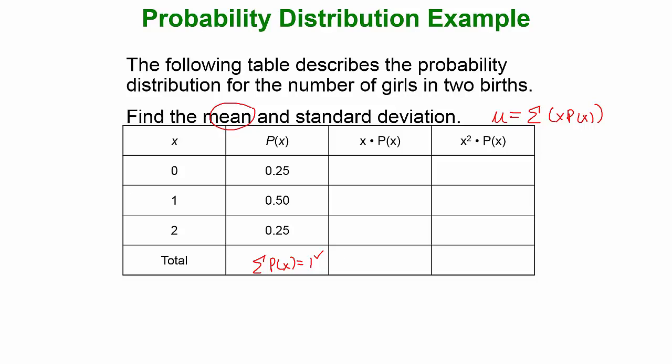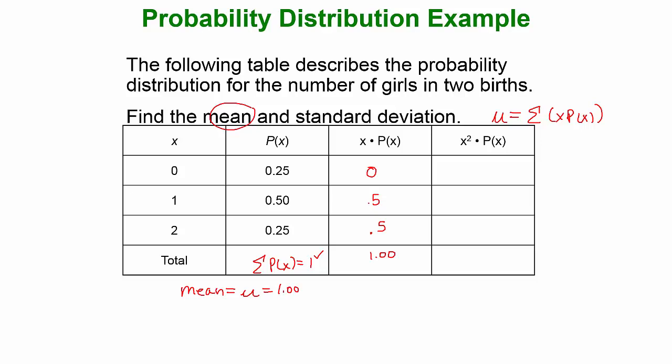Now I want to multiply the x's times p of x. So 0 times 0.25 is 0, 1 times 0.5 is 0.5, and 2 times 0.25 is 0.5. When I add that together, I get 1. So the mean is mu, and that is equal to 1.